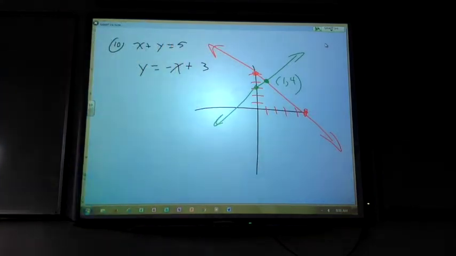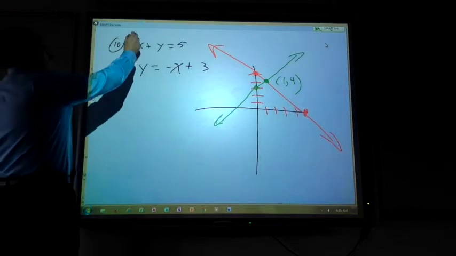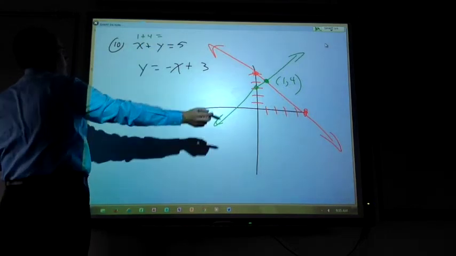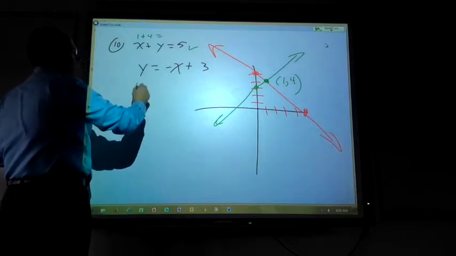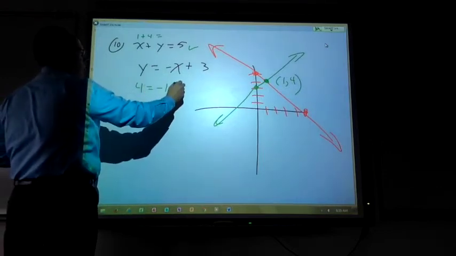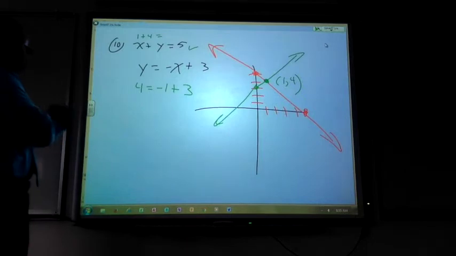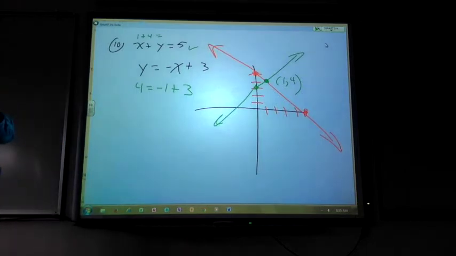Plug it in. Okay. So that gives me 1 plus 4. Is that equal to 5? Yes. Works here. 4 equals negative 1 plus 3. Oh, dang it. No solution. There is a solution, it's just we're off a little bit.